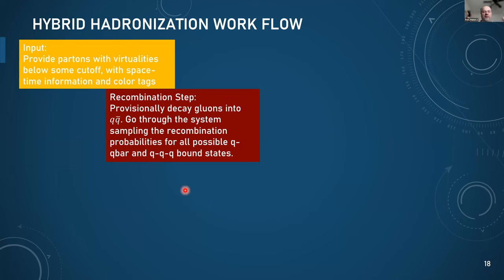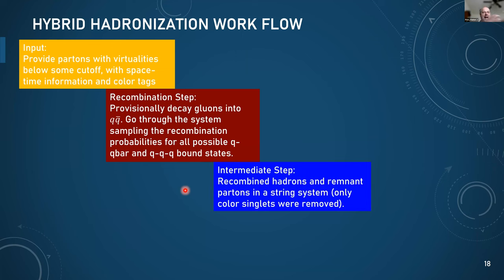You throw dice, right? You sort of sample these probabilities. And in the end, in that Monte Carlo, you know which ones will recombine. I talk a little bit more about how these probabilities are calculated in another slide. So then you have some hadrons already, but you are also left with some partons, quarks and antiquarks, and gluons if they have survived.